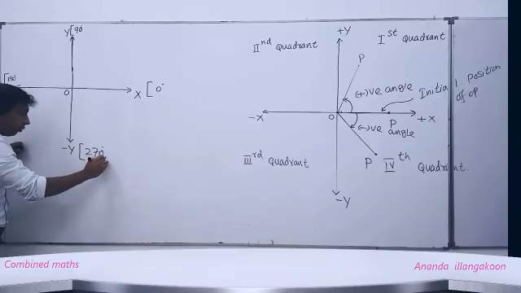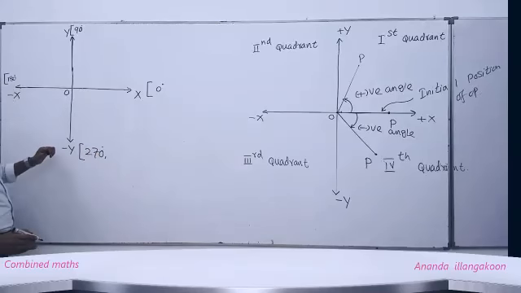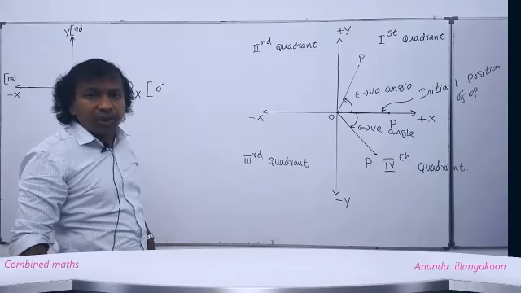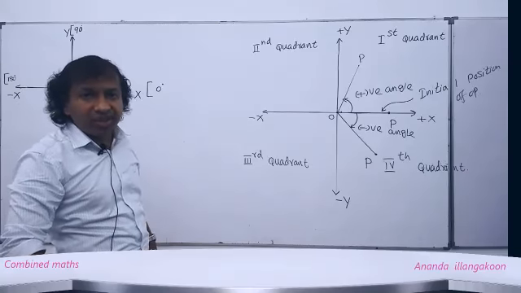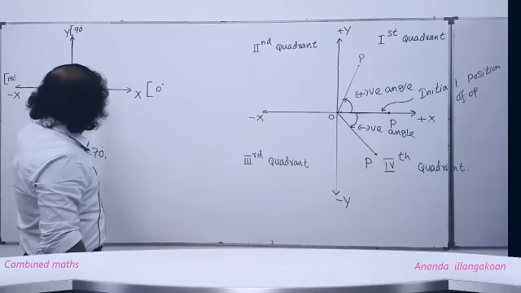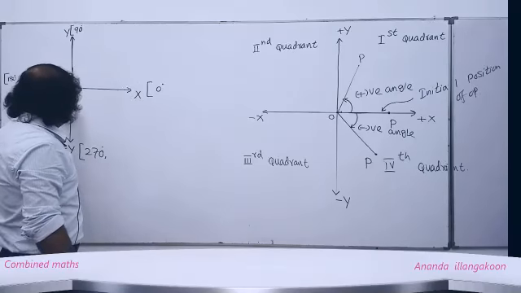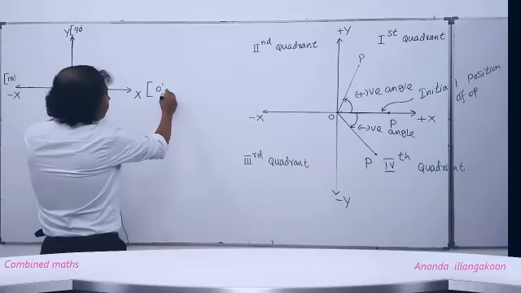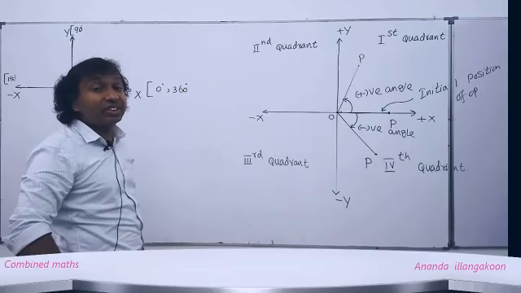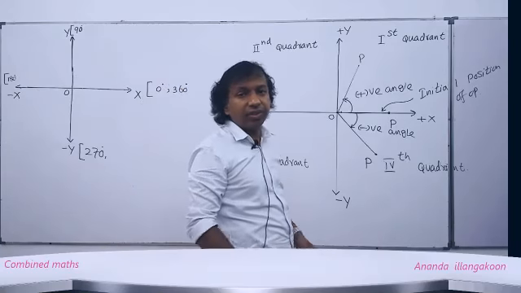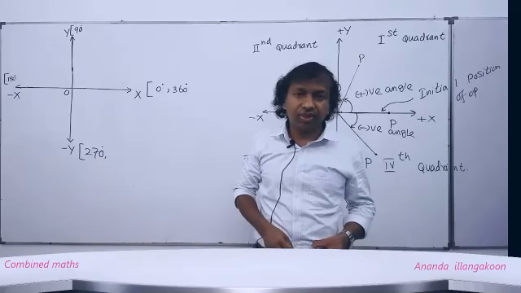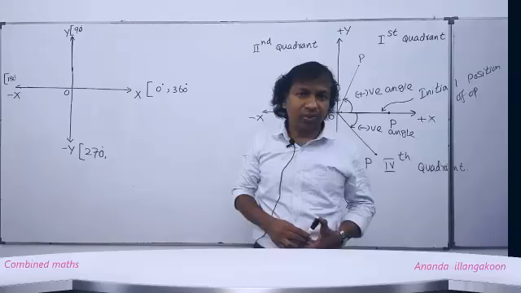Degrees. And people, OP completes the first round and again comes to the positive x-axis. Then what is the total angle? 90, 90, 90, 90, 360. Then once this OP completes the first round, people, the total angle is 360.